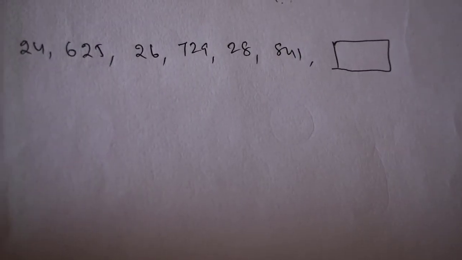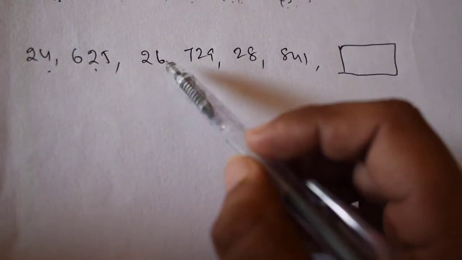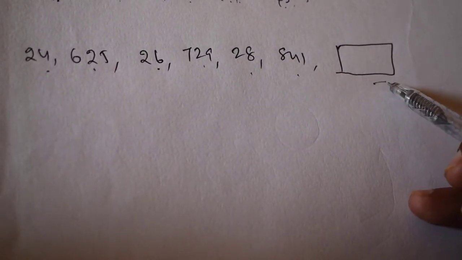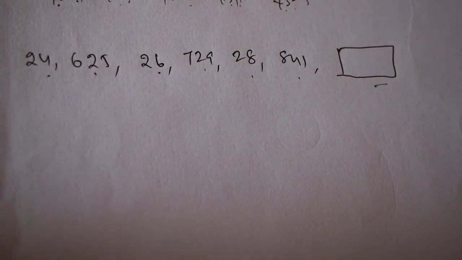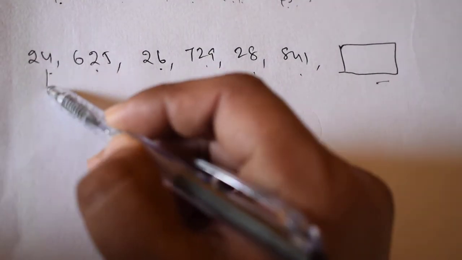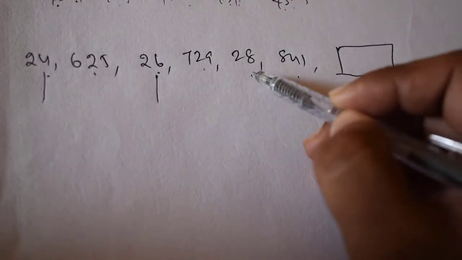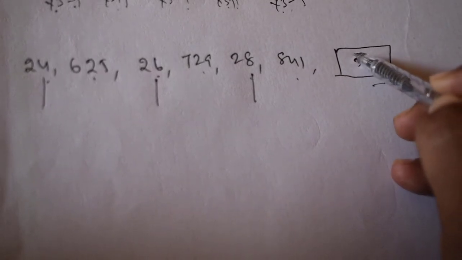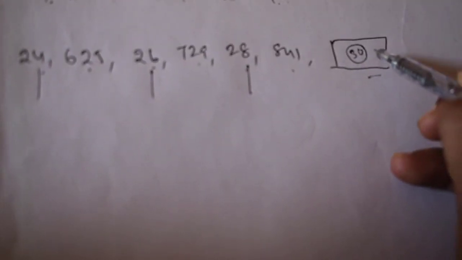Here is another example. 24, 625, 26, 729, 28, 841 and dash. So let us see what we can do with this. So here it is 24, 26, 28. So the next term could be, let us hope if it could be 30 or not. Let us keep this on hold.